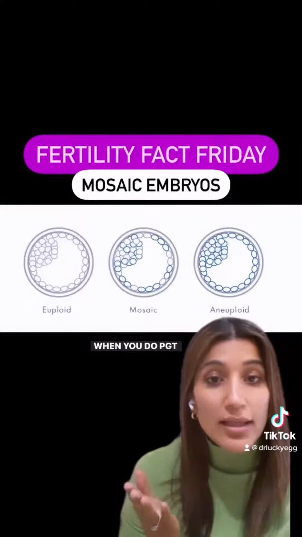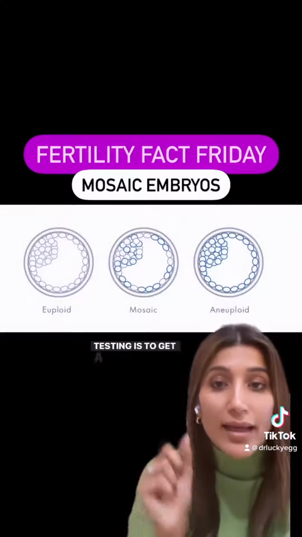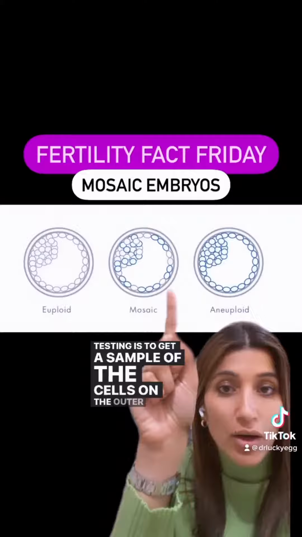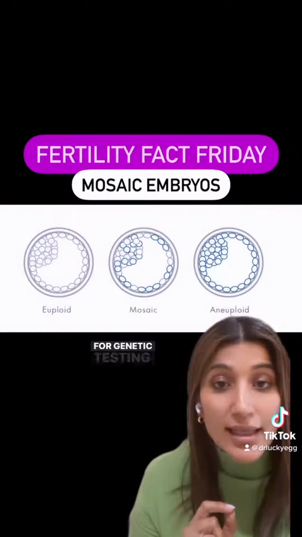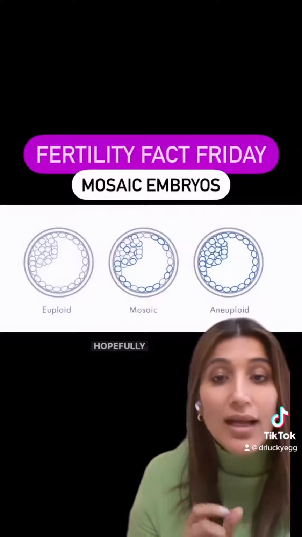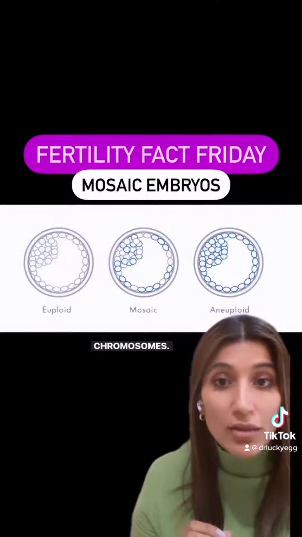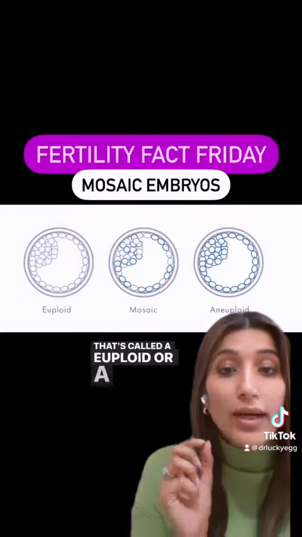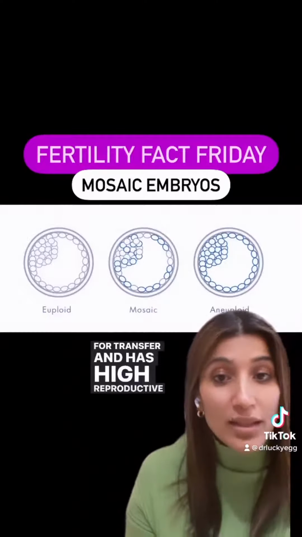When you do PGT, the whole purpose of pre-implantation genetic testing is to get a sample of the cells on the outer part of the embryo that one day become the placenta and send them off for genetic testing to count how many chromosomes each of those cells has. Hopefully, you'll have an embryo where all the cells have 46 chromosomes. That's called a euploid or a normal embryo, and it is suitable for transfer and has high reproductive potential.